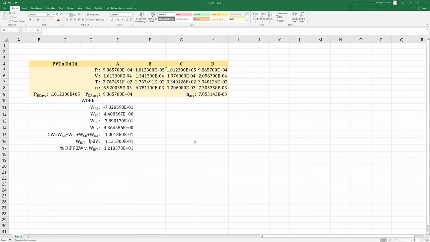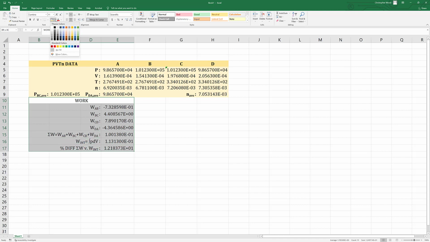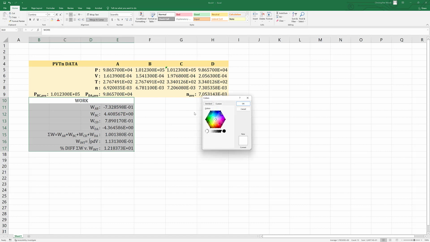Now let's do a bit of fun formatting. I'm going to delete my work label from this location. I'm going to hit Control X, right arrow, Control V, and then I'm going to hold down the Shift key and left arrow, merge and center. I'm going to change the color of this work area. What's a good color? Maybe this color, maybe more colors, and select a nice light blue.